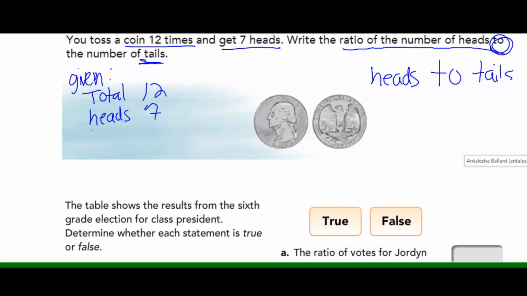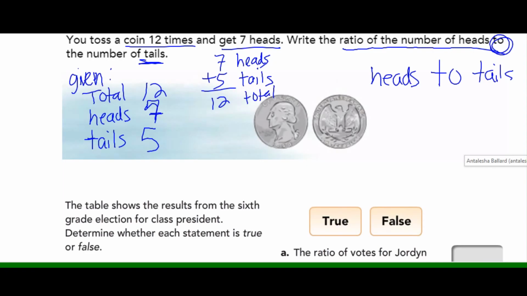So if the heads is 7, how many times did it land on tails? That's the question. You can use subtraction because the part plus the part should give you the whole. So if it landed on heads 7 times, it had to land on tails how many times? 5 times. Because 7 plus 5 is 12. So if you put the heads and the tails together, it should total up to the whole.